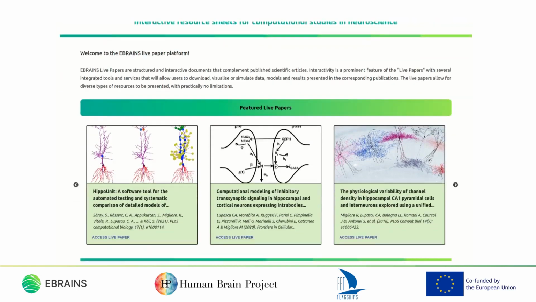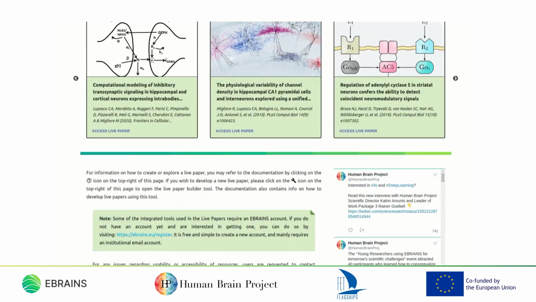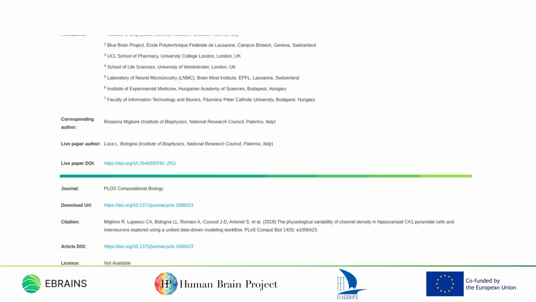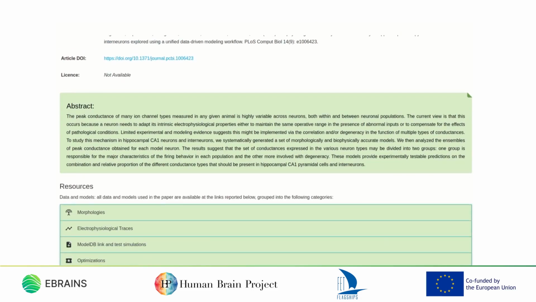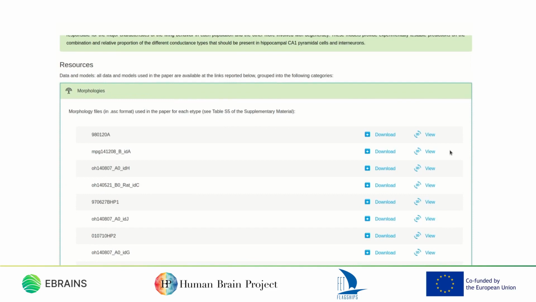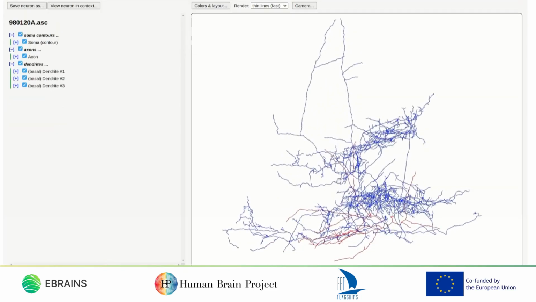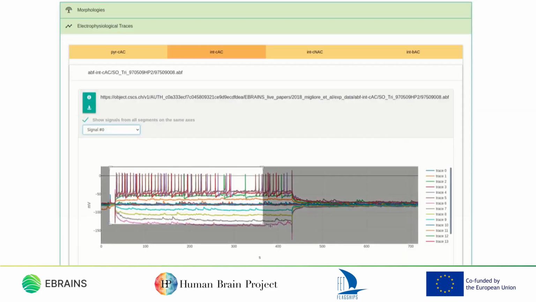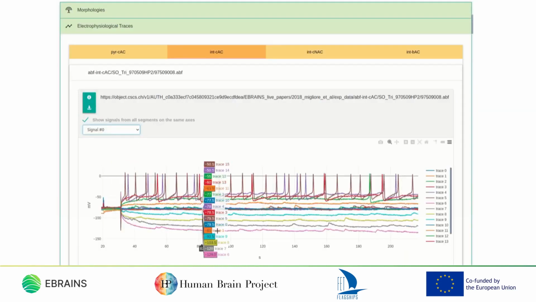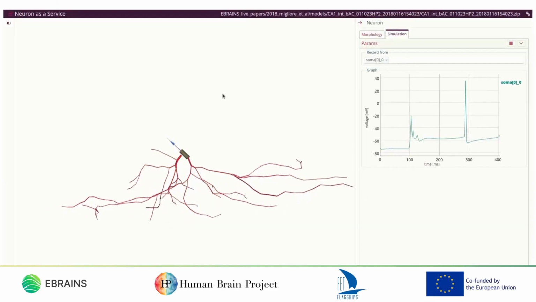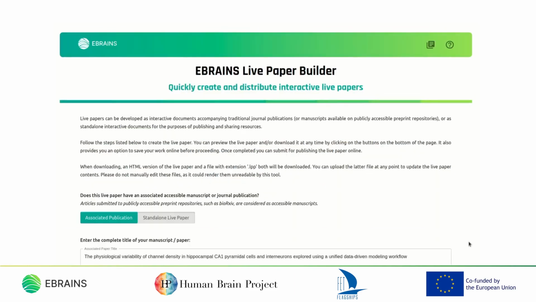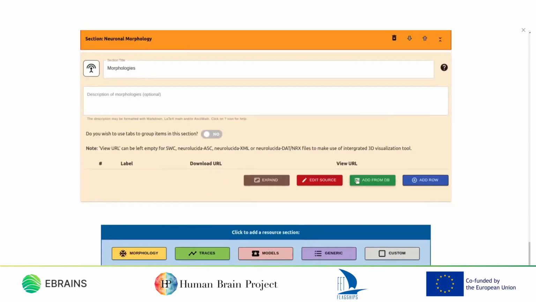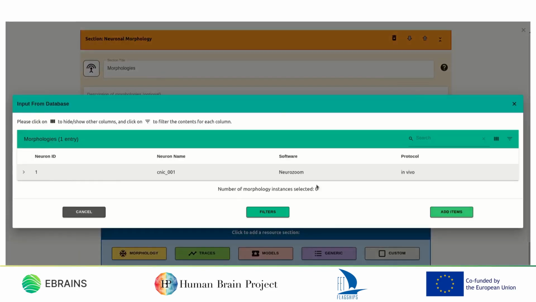The Live Paper platform gives users free and open access to all the published live papers. Each individual live paper contains resources employed in those studies, with a variety of integrated tools such as the 3D morphology viewer, the neural activity visualizer, and many others. With the integrated live paper builder tool, authors can create new interactive live papers in just a few hours.